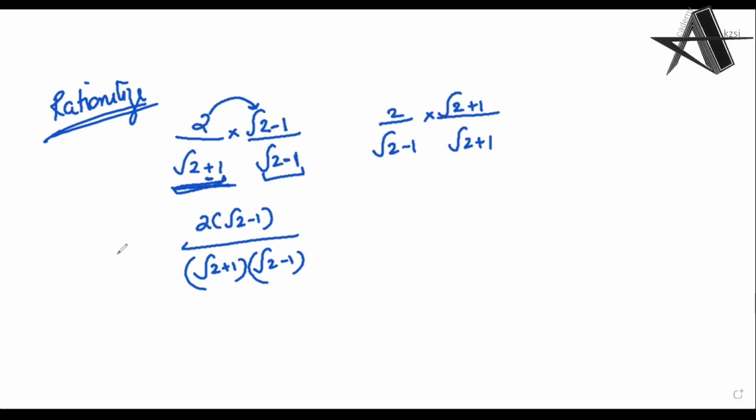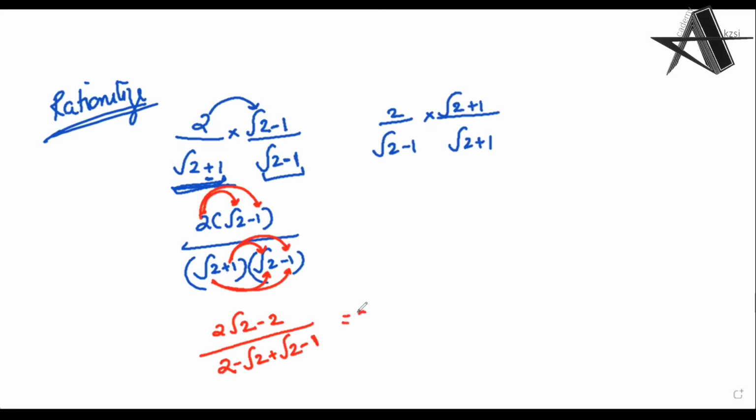Now you just need to expand the bracket. It's simple. So how do we expand the bracket? Multiply the number outside with every term inside. So 2 times root 2 will give you 2 root 2. And 2 times minus 1 will give you minus 2. Over root 2 times root 2 is just 2. Root 2 times minus 1 is minus root 2. Plus 1 times root 2 is plus root 2. I'm assuming you know how to expand it. Plus 1 times minus 1 is minus 1.